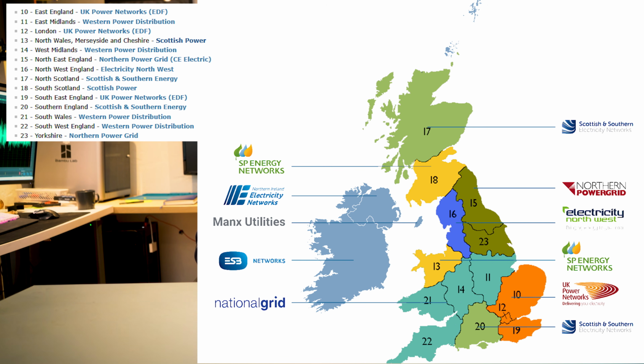15 and 23 are Northern Power Grid and covers Yorkshire and the North East of England. 16 is Electricity North West and covers the North West of England. 13 and 18 is SP Energy Networks or SPEN, or Scottish Power Energy Networks, and covers North Wales, Merseyside, Cheshire and the south of Scotland. 17 and 20 are Scottish and Southern Energy Networks or SSEN and covers the north of Scotland and southern England.